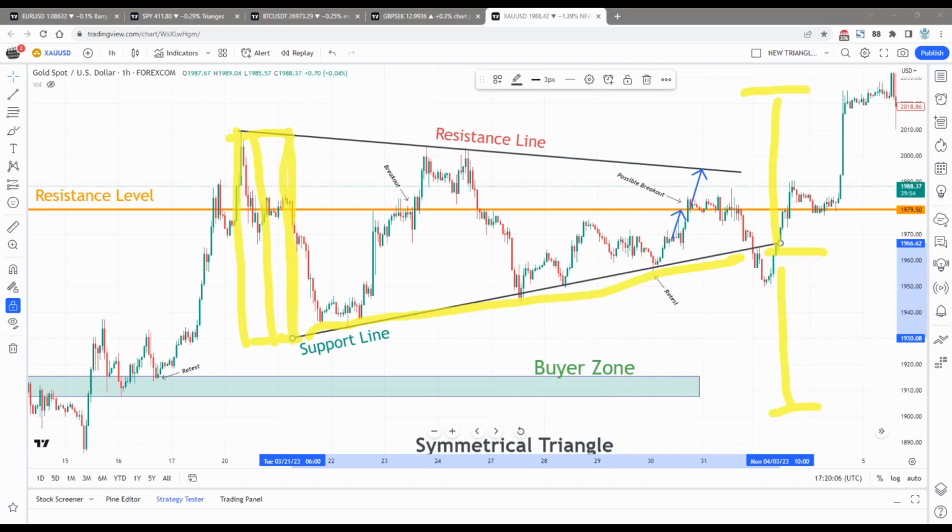And this holds true whether it's a symmetrical triangle, an ascending triangle, a descending triangle, every type of triangle, whether it's a wedge. Just categorize them all in your head as triangles, and these same rules apply. And this is not my rule. This is a standard market rule.